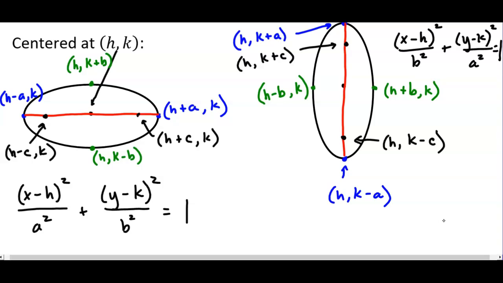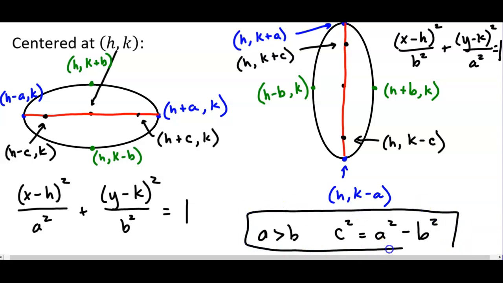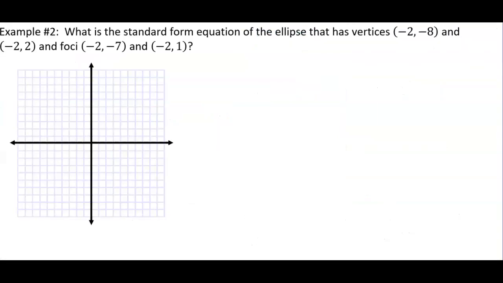Like I said, it's a big chart. You get a picture and line everything up. Again, a is greater than b. We still have that. a is greater than b. And still, c squared is equal to a squared minus b squared. So those two things still stay true from the beginning. Okay, let's look at an example then.